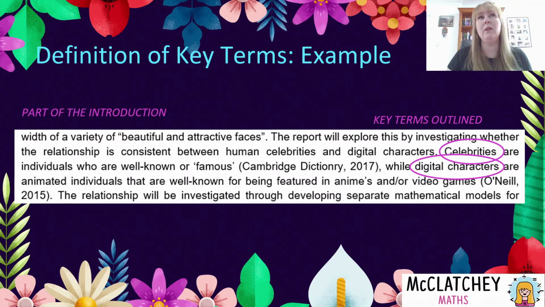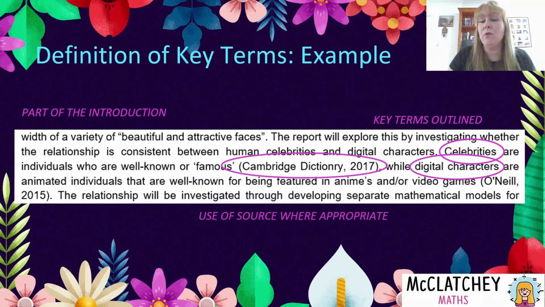Now, it's important when you've got something that's fairly open-ended. What is a celebrity? Does that include only models and actors? Does it include sports people and politicians? So this person has created a definition using the Cambridge Dictionary, and they've said that they are well-known famous people. So they've kept it fairly broad. Digital characters, they've also decided that they are well-known characters from anime or video games. So they've kept that one more narrow because digital characters are often used in film and television as well. So this is a great place. They've done that as part of the introduction. That's a logical place to do it.